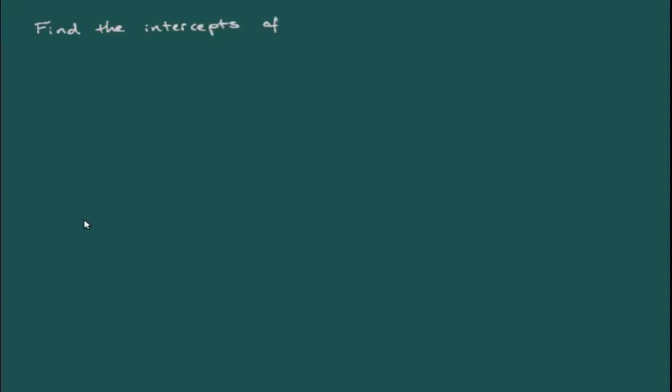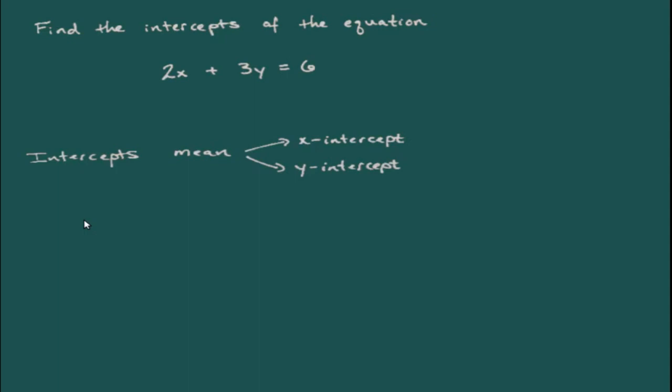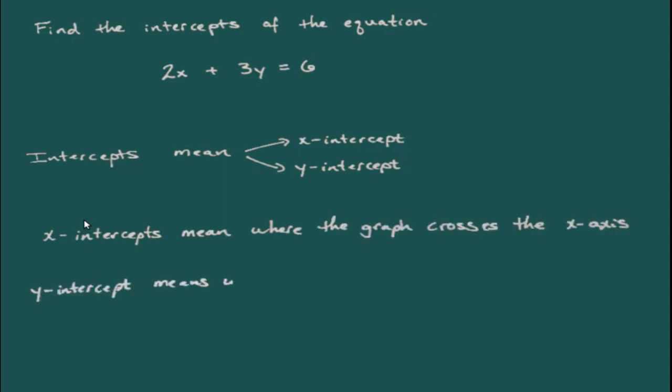So in this video, let's look at how we find the intercepts of an equation. Suppose we have the equation 2x plus 3y is equal to 6. When we see the name intercepts, what that actually refers to is the x-intercept and the y-intercept. When we say the x-intercept, we mean where the graph actually crosses the x-axis. And likewise, the y-intercept means where the graph actually crosses the y-axis.